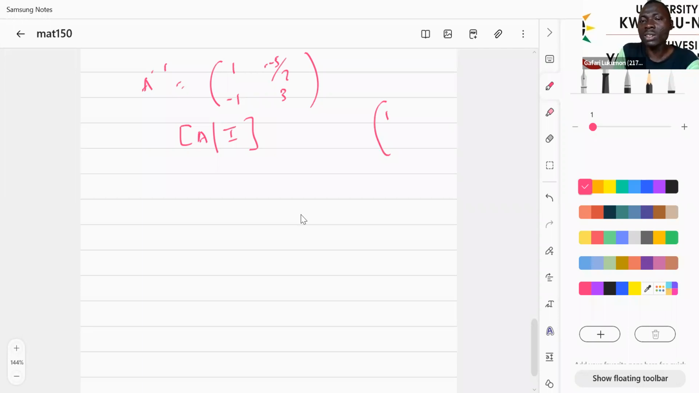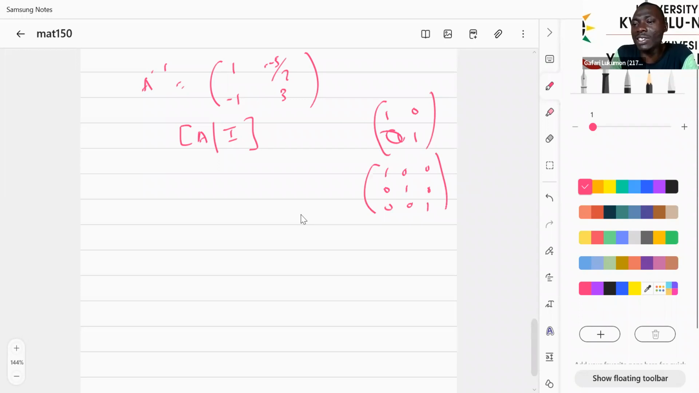That is 1, 0, 0, 1. So this is the identity matrix for a 2 by 2 matrix. The identity matrix for a 3 by 3 matrix is 1, 0, 0, 0, 1, 0, 0, 0, 1. If you check it very well, you will see all the elements are 0, except those along the leading diagonal, which are 1. I hope you understand.